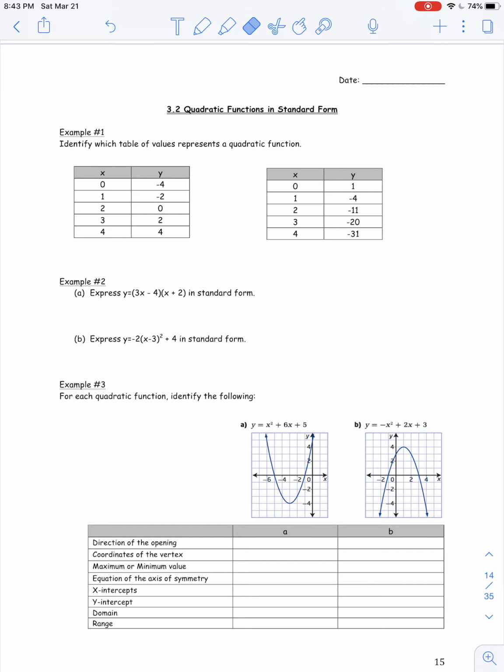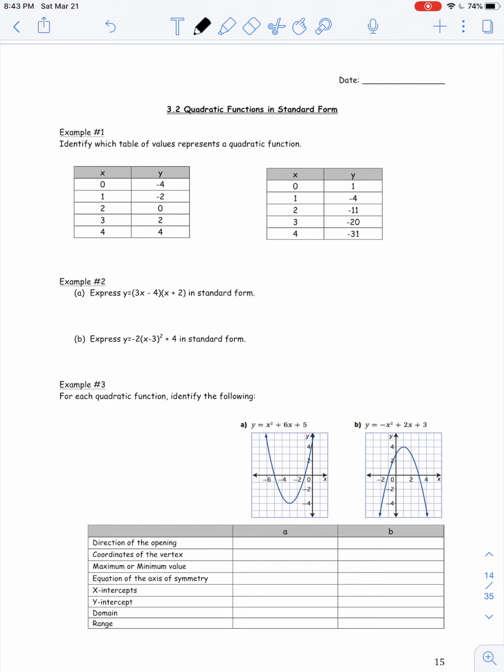So in the past lessons, we did vertex form, where we were able to pull out the vertex from that quadratic function. Now we are looking at standard form. Before we continue, I wanted to show you example number 1, a table of values. I want to show you how to identify if something is quadratic. So let's look at this first example here.